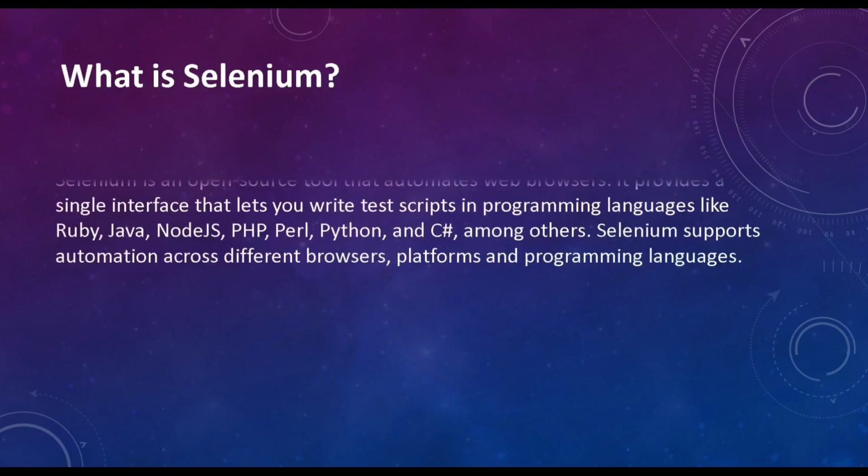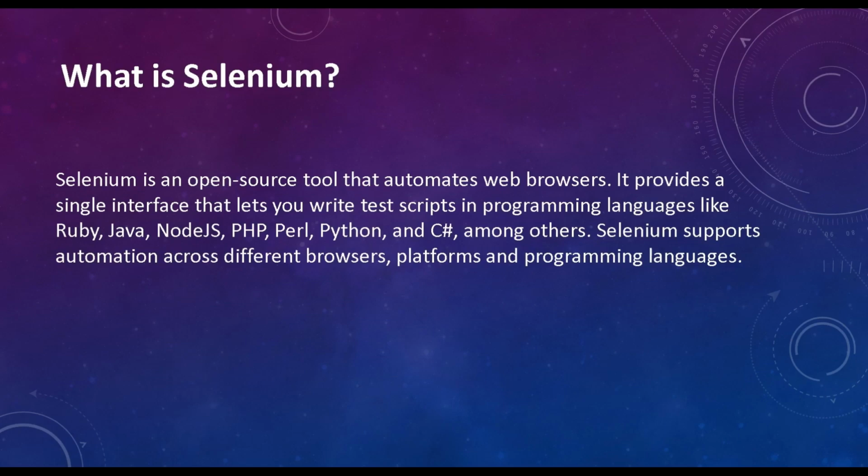What is Selenium? Selenium is an open source tool that automates web browsers. It provides a single interface that lets you write test scripts in programming languages like Ruby, Java, Node.js, PHP, Perl, Python, and C Sharp, among others. Selenium supports automation across different browsers, platforms, and programming languages. So Selenium is an open source tool which helps to automate web browsers, and it can be used only for automation of web browsers.